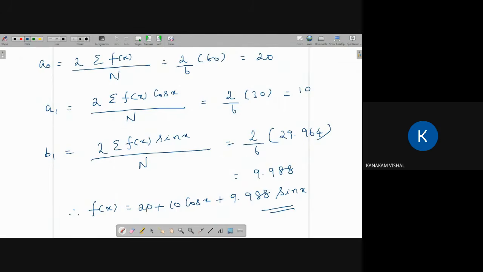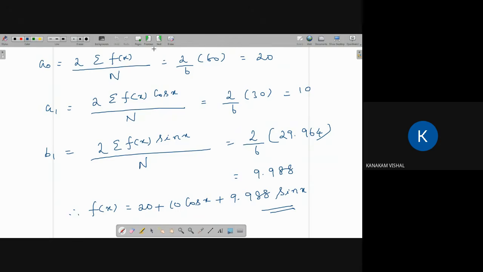When f of x equals zero, when the angle is 0 degrees, 90 degrees, and 180 degrees, it is easy to solve since cos x and sin x are at node points. So I use them to solve the equation, and I get f of x as 30 plus 10 cos x plus 10 sin x. It is only working for those three conditions, sir.